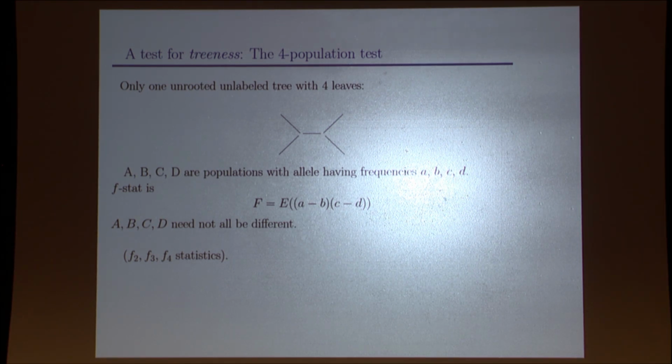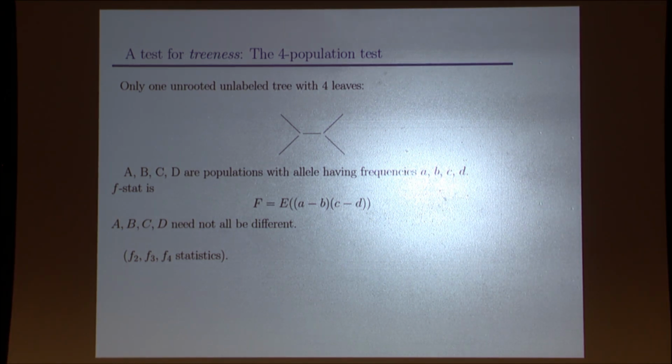And that's an F, so I said that's an F statistic, and A, B, C, and D needn't all be different. So this seems rather boring, but it turns out to be really very important, because the nature of what happens changes completely depending on how many of these things are the same. So if all 4 of these things are the same, that's called an F4.